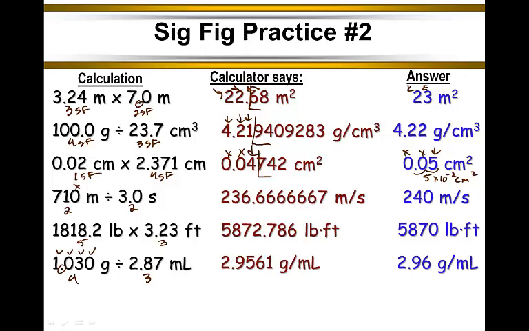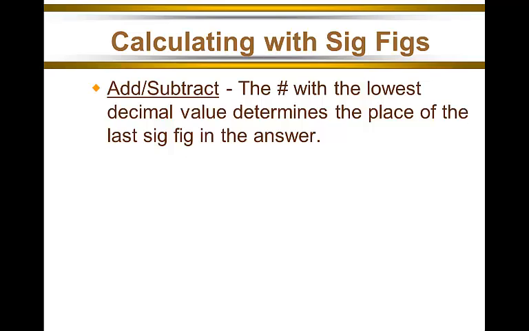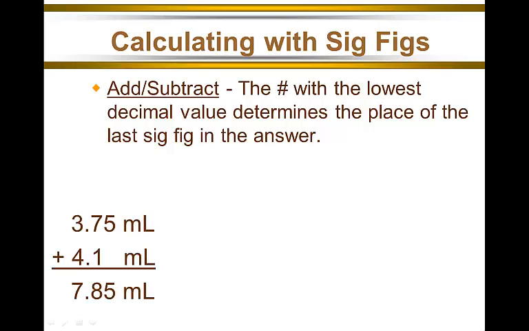Let's take a look at adding and subtracting. This is the one that I think is more difficult. You'd think we'd talk about addition and subtraction first, but this one's more difficult. When you add and subtract, the number with the lowest decimal value, you might want to underline decimal value, determines the place of the last sig fig in the answer. So now we're looking at place value, not number of sig figs. This one's all about where they are, not how many there are.